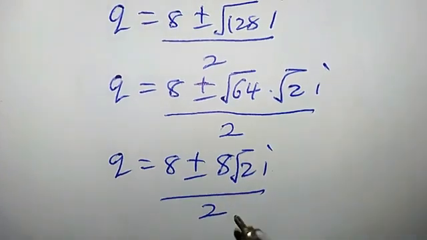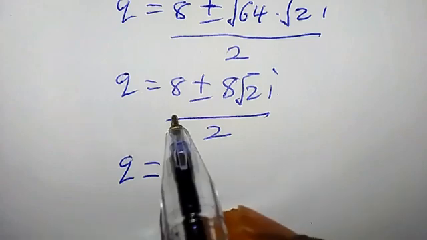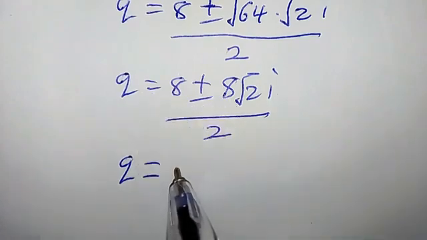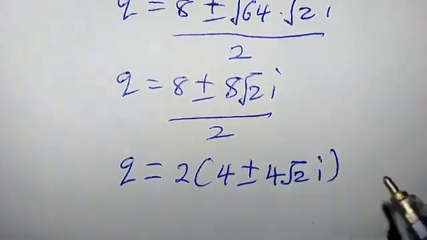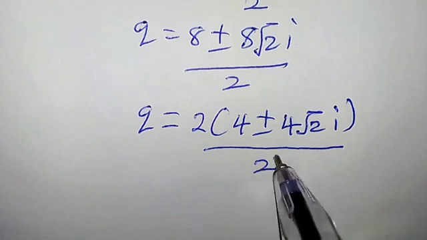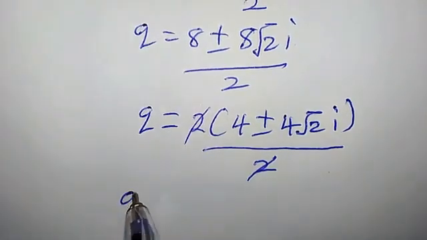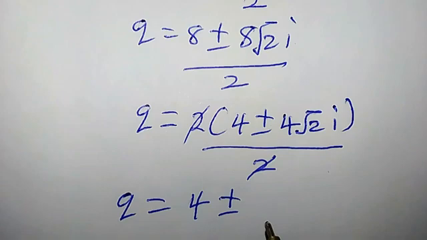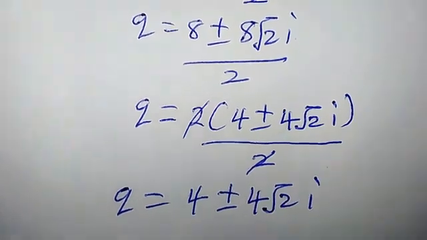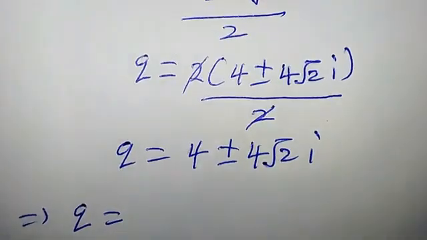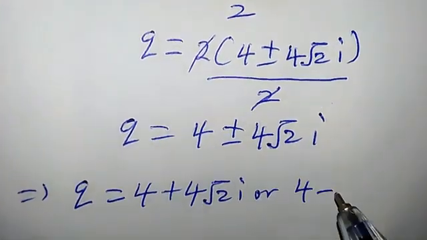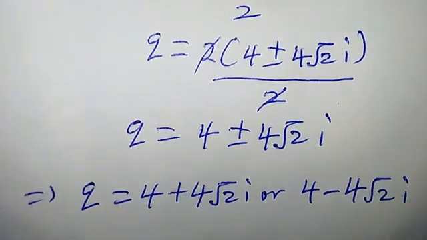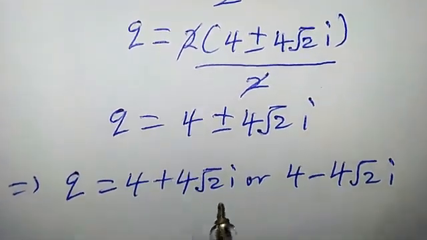So we have Q equal to, it is possible to pull out 2 from the numerator. Doing that, we're going to have 2 times 4 plus or minus 4 root 2 i, all over 2. Clearly, the 2s cancel each other, so we are left with Q equal to 4 plus or minus 4 root 2 i. This implies that Q equal to 4 plus 4 root 2 i or 4 minus 4 root 2 i. Thus, we have two values for Q. We can use each of these to get the other values for P.